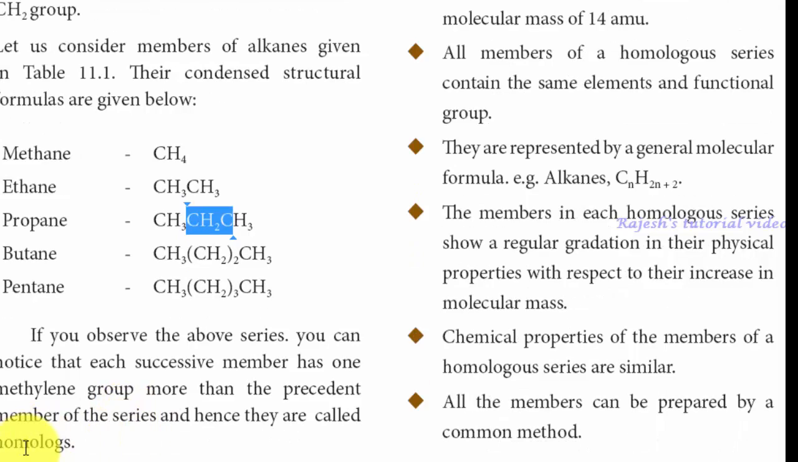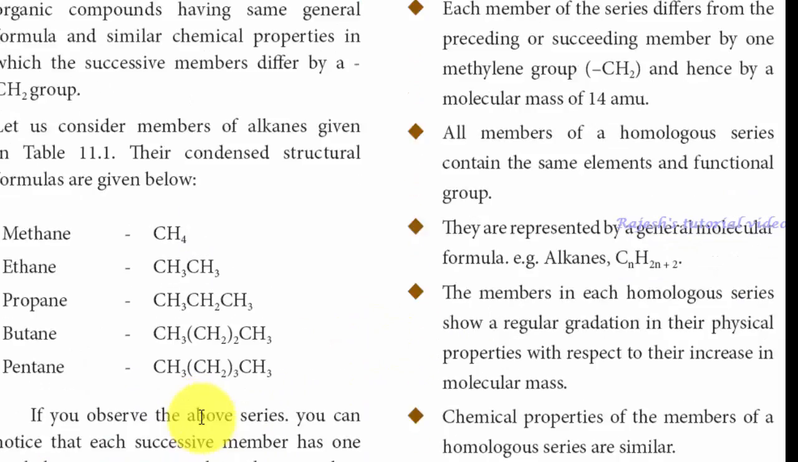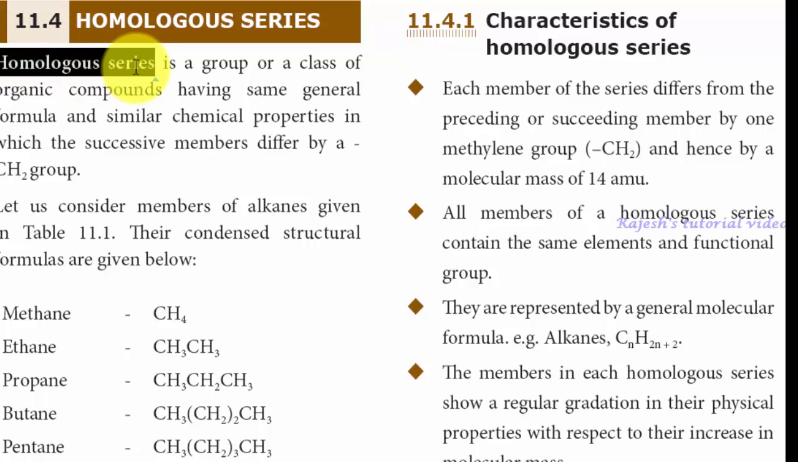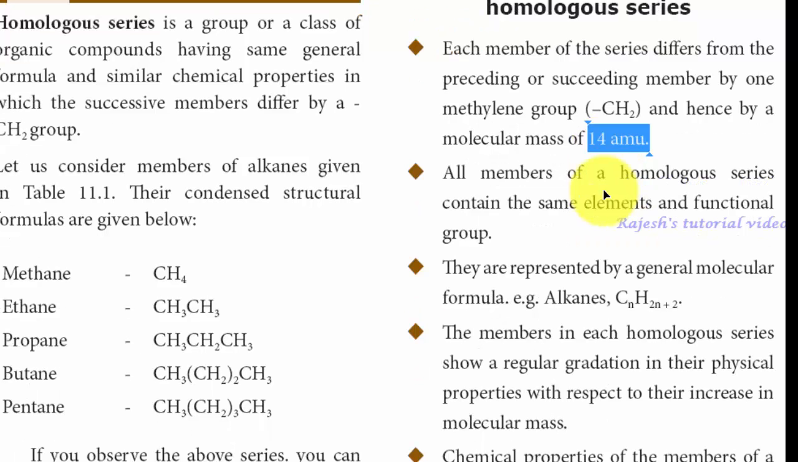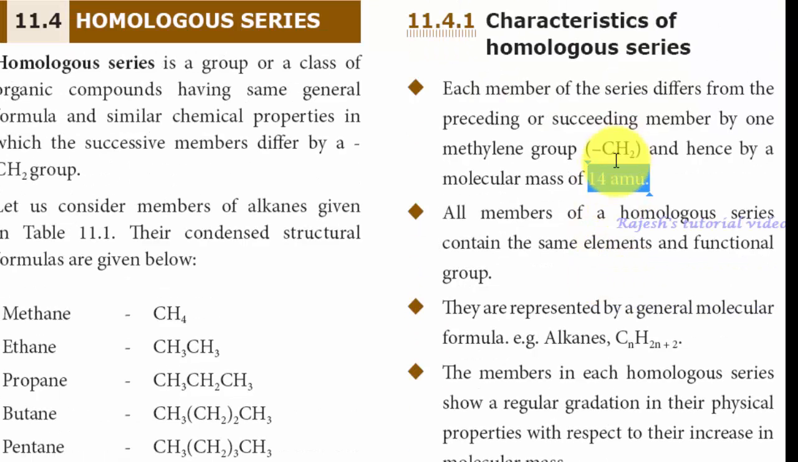And this series of compounds, you call it a homologous series. And coming to the characteristics of homologous series, as I told you, each member differs from the preceding or succeeding member by a CH2 group, and so the difference in their molecular mass is 14 atomic mass units. That is, the atomic mass of carbon is 12, and for hydrogen, 2 hydrogen atoms, so 2, so 14 atomic mass units is the difference between the preceding and succeeding members of the homologous series.